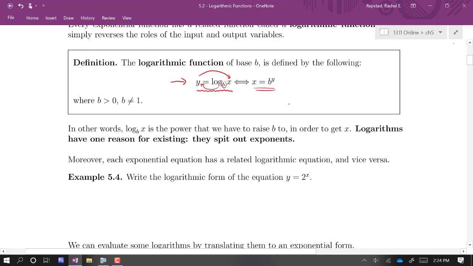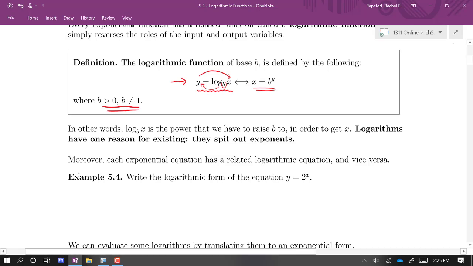Just like we have an exponential function of a given base, we fix a base and then we look at that exponential function. We do the same thing with the logarithmic functions. We have a log base b, some positive constant that's not 1, just like with the exponentials. Any exponential equation can be written in a logarithmic form. Every logarithmic equation can be written in an exponential form using that definition.